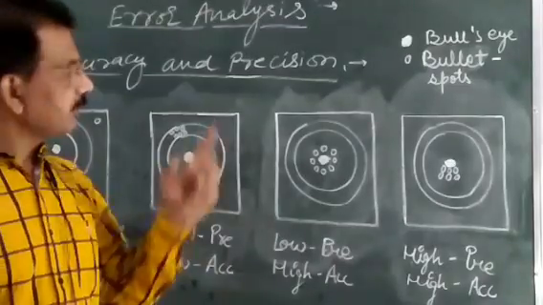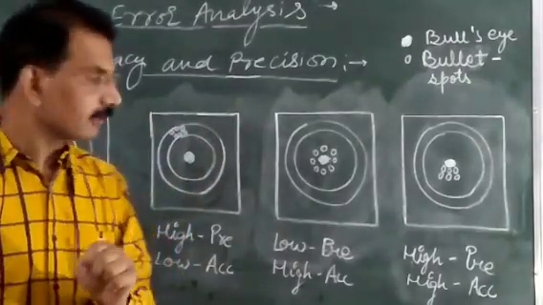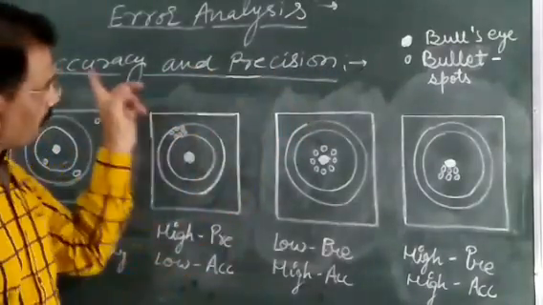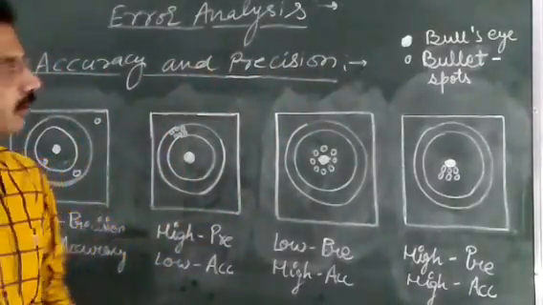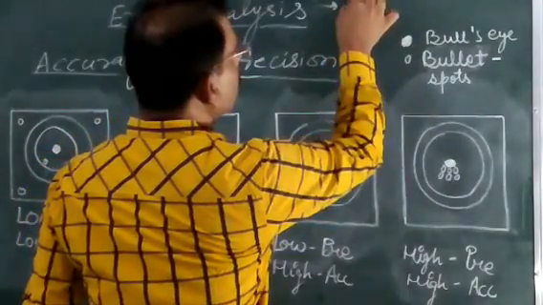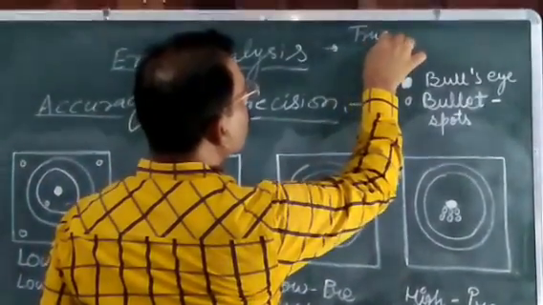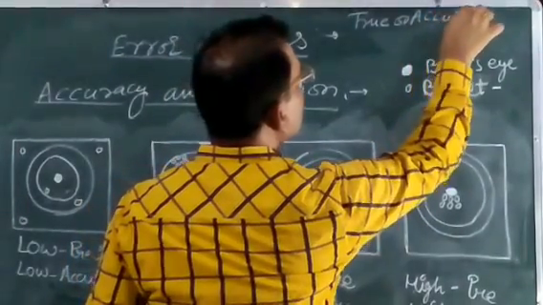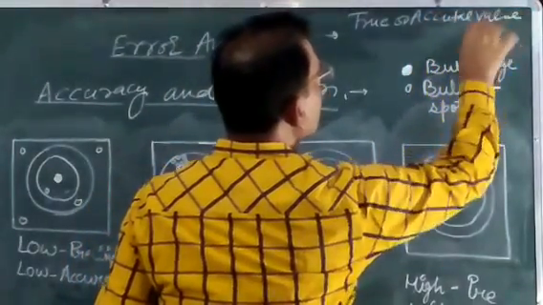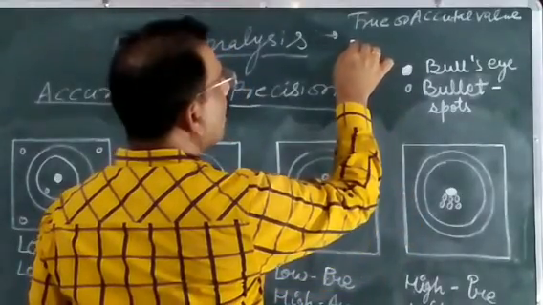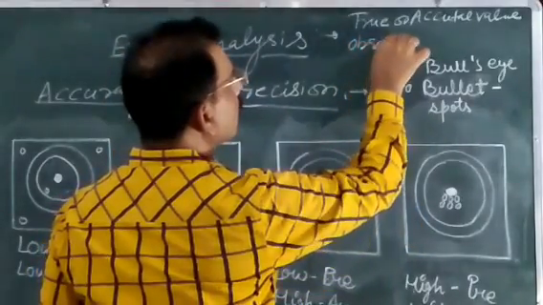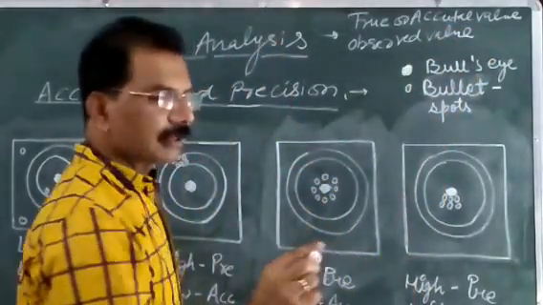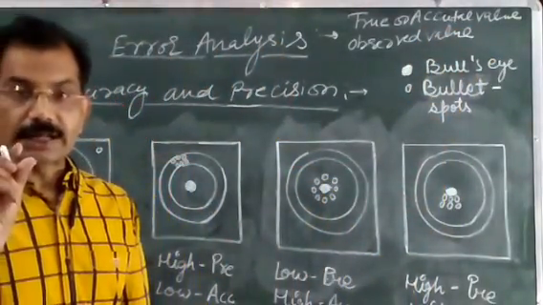It is called error. But in this error, two things are very important. The first one is accuracy, and the second one is precision. But before I start this, I want to tell you two things. The first one is true value. True or actual value. True value is also called actual value, and the other one is your observed value. True value means the actual value of any reading.